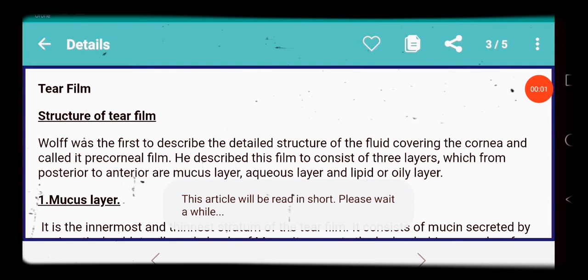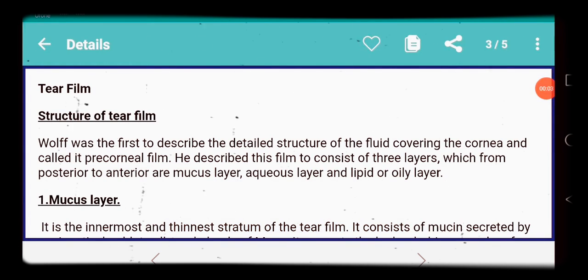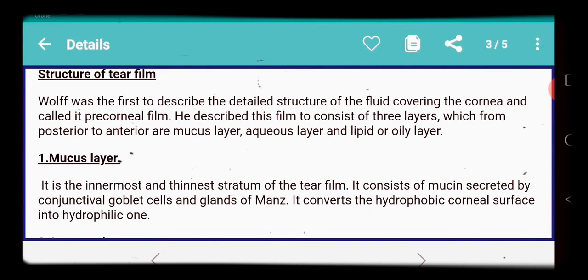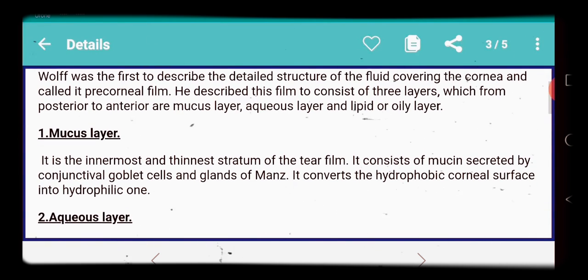Structure of tear film. Wolff was the first to describe the detailed structure of the fluid covering the cornea and called it precorneal film. He described this film to consist of 3 layers, which from posterior to anterior are mucus layer, aqueous layer and lipid or oily layer.